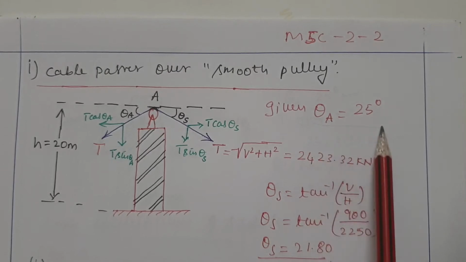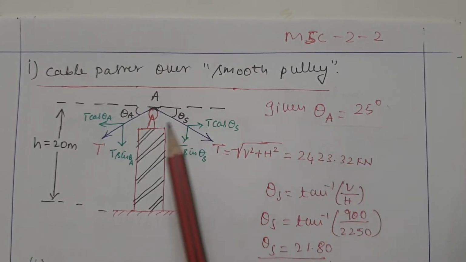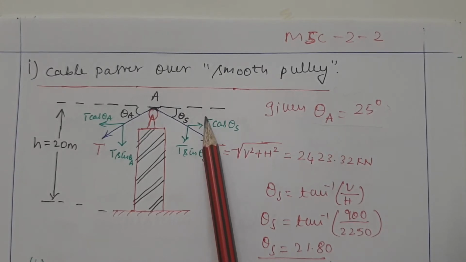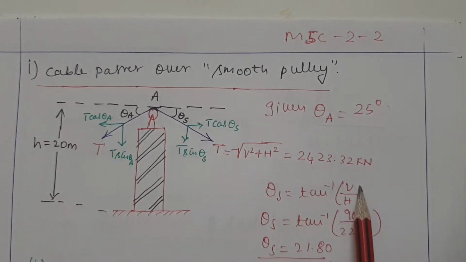The anchor cable inclination is given, it is 25 degrees, and you have to calculate the suspension cable inclination. For that we know the formula, tan inverse of vertical by horizontal. This V will be the maximum vertical reaction, H will be the horizontal reaction. Then you come to know it is 21.80.